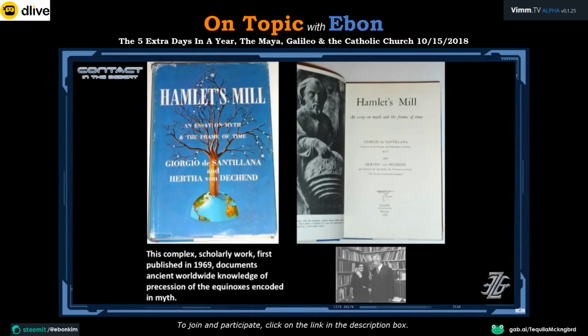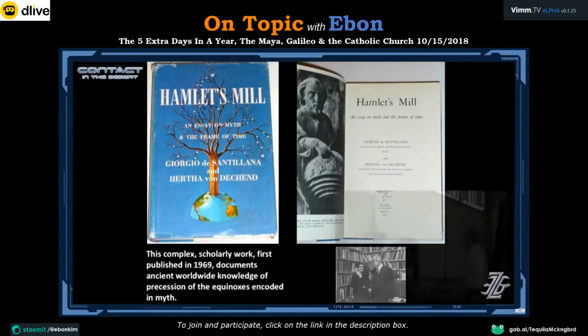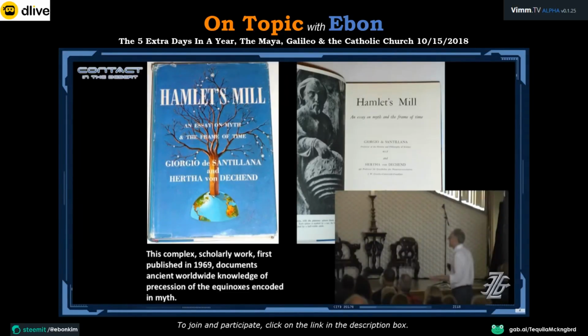Hamlet's Mill, amazing book, almost impossible to read. I had to read it 5 times. I still have my notes. Finally, I got it. Finally, I found the time bombs that they were hiding within that text.